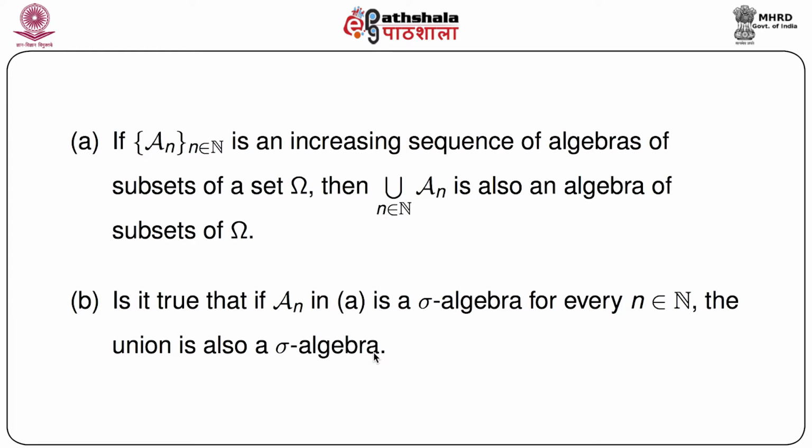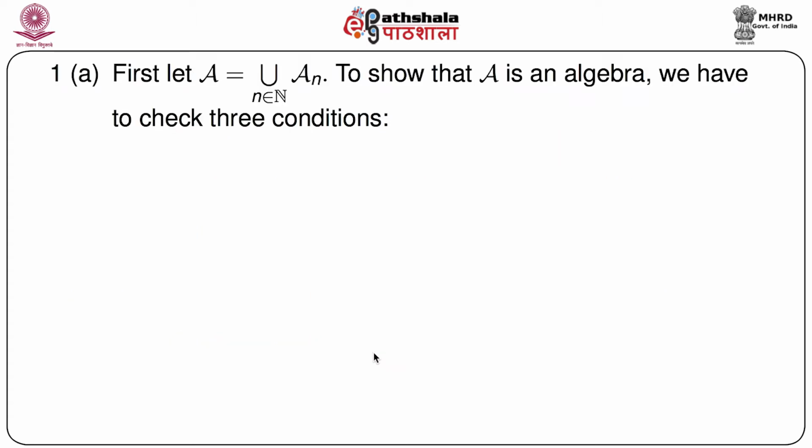This is the first problem, and it implies that the union of an increasing sequence of algebras of subsets of a set omega is also an algebra. But is it true that if A_n in the above problem is a sigma algebra instead of a simple algebra, for every n belongs to the set of natural numbers, the union is also a sigma algebra? We will discuss these 2 problems first.